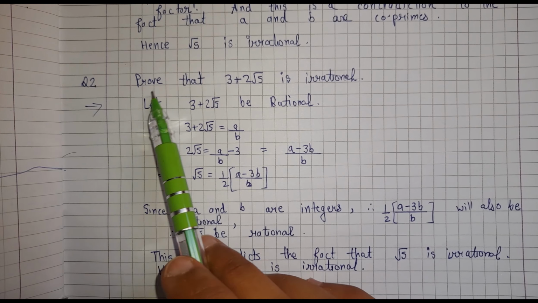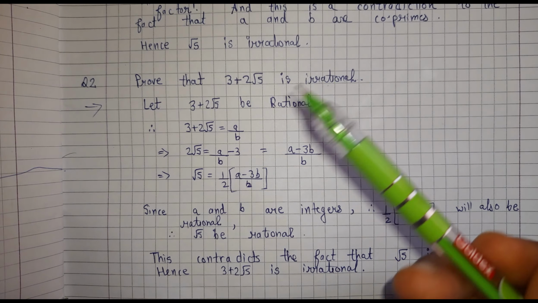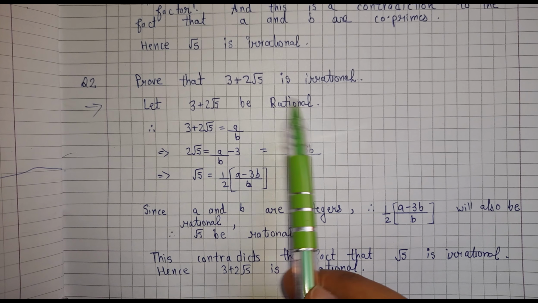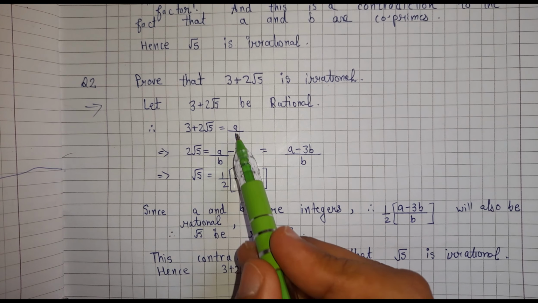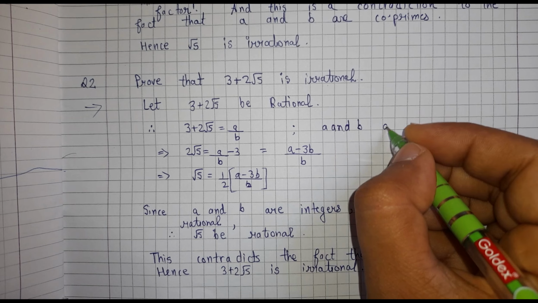Question number 2. Prove that 3 plus 2 root 5 is irrational. Again using the contradiction method, let 3 plus 2 root 5 be rational. Therefore, it can be written in the form of a upon b. Here, a and b are integers.